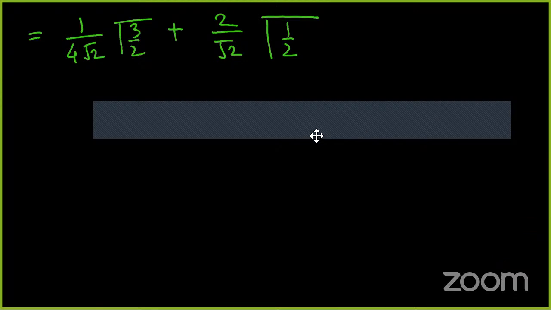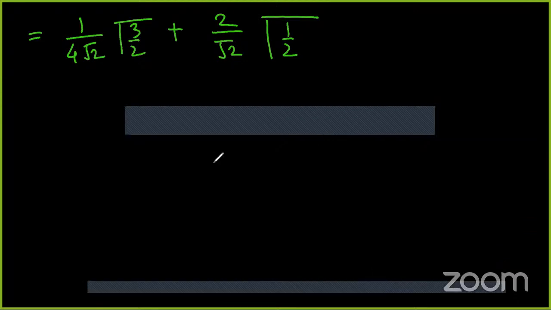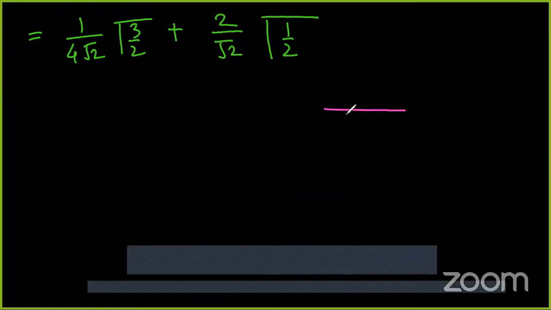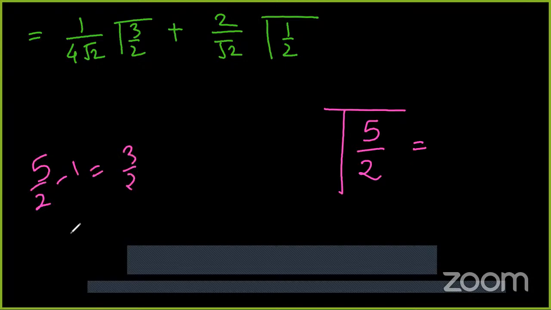Now the concept is, whenever we have any number, let's take 5 by 2 in the house, what will we do? We'll reduce this 5 by 2 by 1. तो 5 by 2 को 1 से reduce करेंगे, मतलब 5 by 2 minus 1. The answer is 3 by 2.